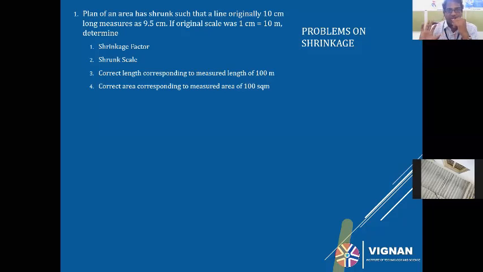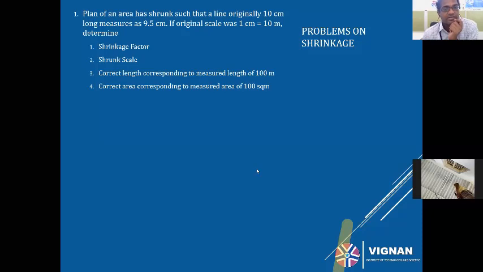It is decreased now. ఓకే, ఒరిజినల్ స్కేల్ ఏమో 1 centimeter equal to 10 meters చొప్పున గీశారు. అయితే shrinkage factor ఎంత, shrunk scale ఎంత, correct length ఎంత, ఒకవేళ 100 meters measure చేస్తే, but it is wrong కదా. సో 100 meters measure చేస్తే దాని correct length ఎంత, 100 square meters measure చేస్తే దాని correct value ఎంత. ఇది question. So we'll find out the solution for this.